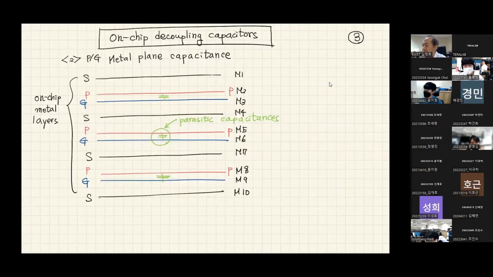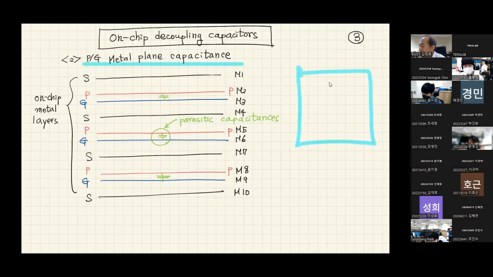Yes, the second type of decoupling capacitor is a plain metal-to-metal capacitance. Sometimes it is possible, sometimes it is not, but let's assume that you have a big silicon chip. Some part of your silicon chip may be covered by a power plane and a ground plane.